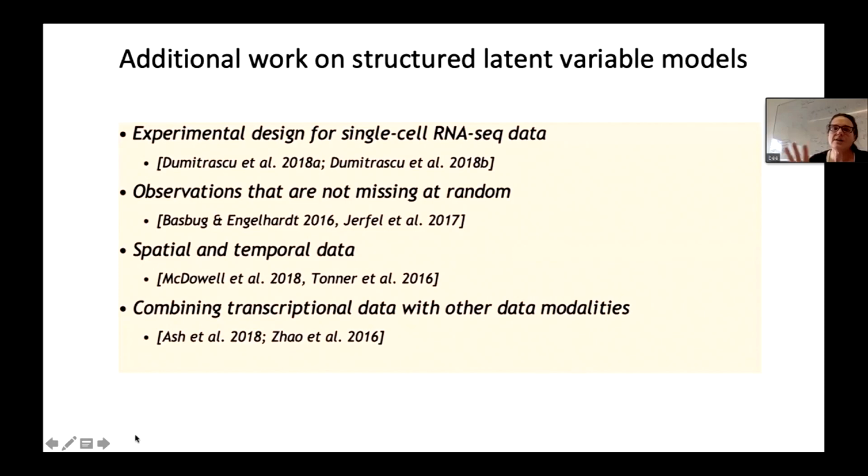I should say that our group is doing a bunch of work that builds on this that I haven't talked about, including, like I alluded to, experimental design work, where we have 2 manuscripts on that already. Thinking about observations that are not missing at random in terms of dropout. This is a big issue. Combining spatial and temporal data, so not just thinking about these as static observations, but thinking about them in both space and time. And then, most relevant and also related to the work that Rahul was talking about with the spatial modalities, is combining the dissociated RNA sequencing data with other data modalities like spatial data to be able to understand the mapping between those two.